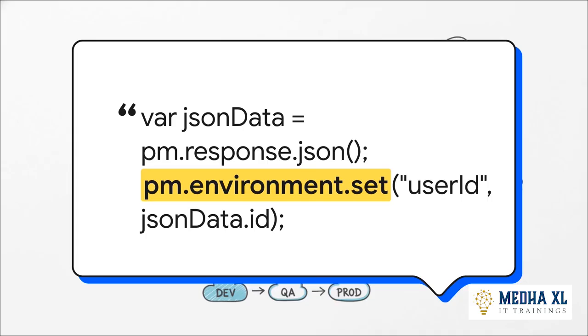Now, in the test script for this create request, we're doing two super important things. First, we'd have a test for a 201 Created status to confirm it worked. Then, and this is the magic part, we parse the response, we grab the ID of that new user, and we use pm.environment.set to set it to a variable we're calling userId. This ID is the golden ticket that's going to unlock the rest of our workflow.